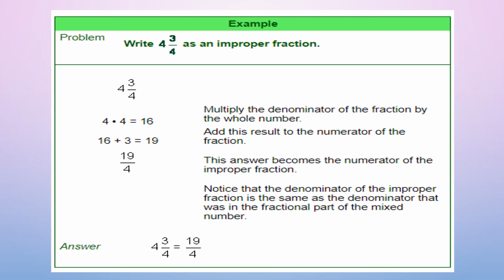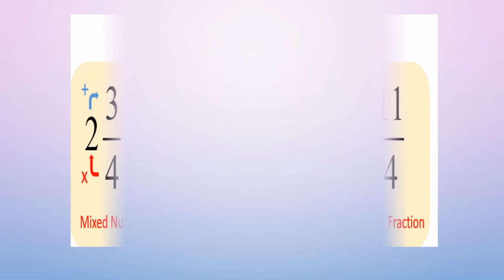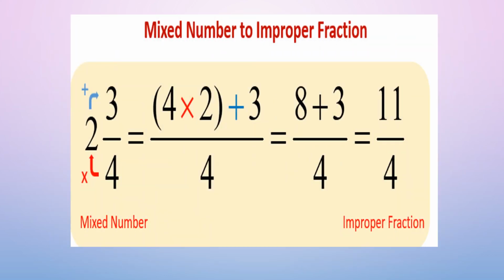Step 3. This answer becomes the numerator of the improper fraction. So the numerator of improper fraction is 19. Step 4. The denominator of the improper fraction is the same as the denominator of the fractional part of the mixed number. That is 4. Therefore, 4 3 upon 4 is equal to 19 upon 4. One more example, just have a look.